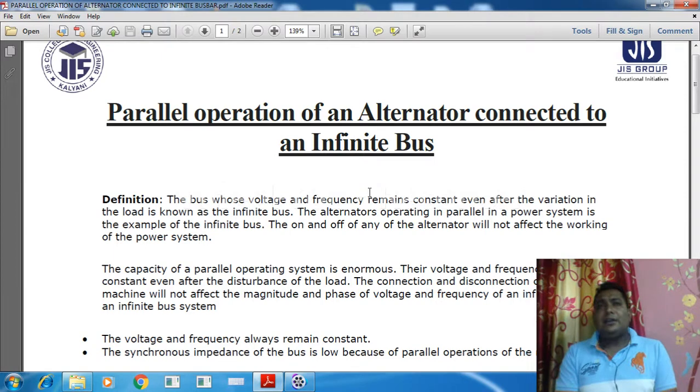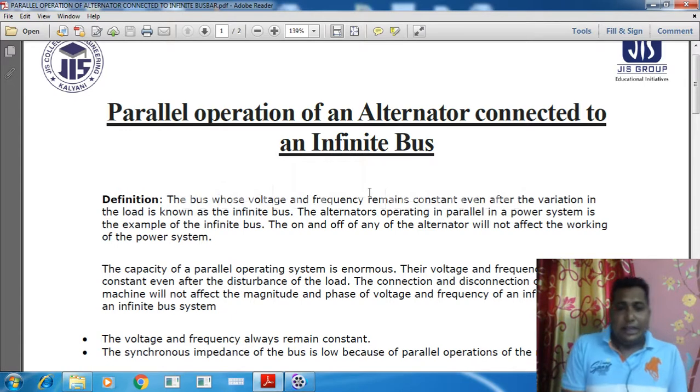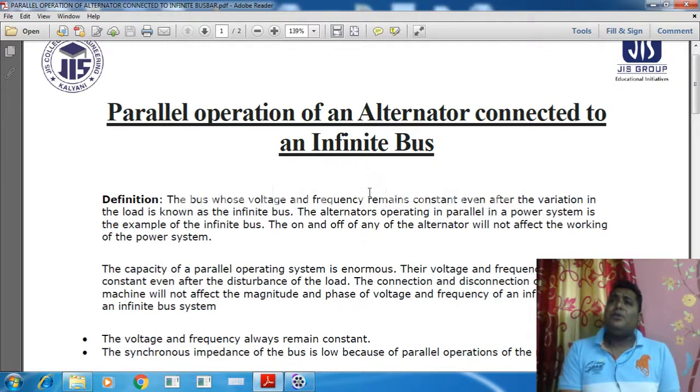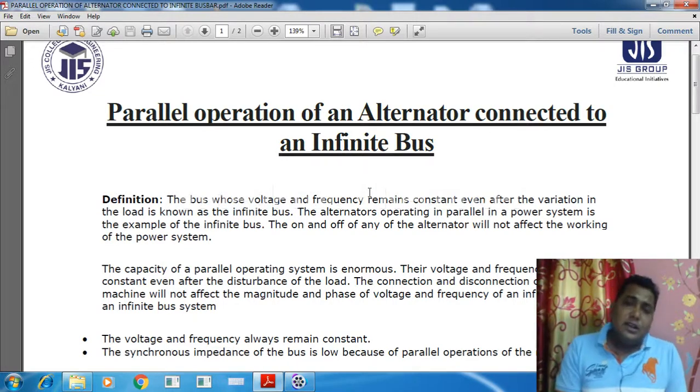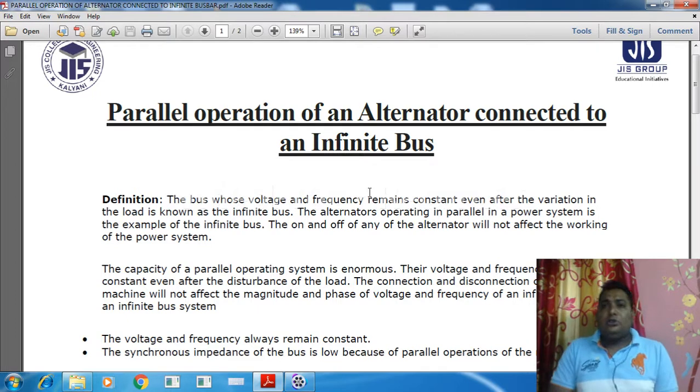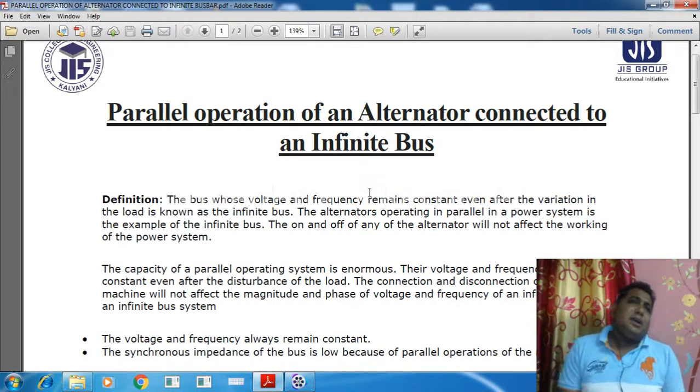Okay, so in this particular presentation, we are saying that voltage and frequency will always remain constant. We are going to find out whether what we are discussing is correct or wrong. So mathematically we are going to prove that. Is it possible or not? When we are discussing the parallel operation, before deriving those equations, we have to think of some things: what are the conditions for the parallel operation.